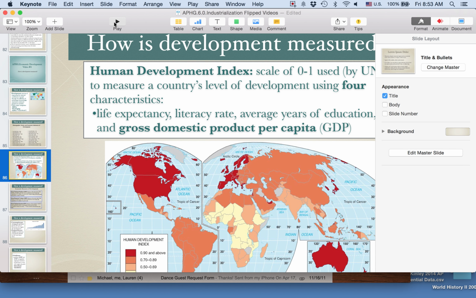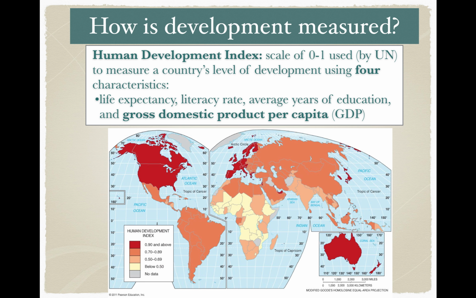Okay, so let's pick it back up here with the Human Development Index. So this again is a scale from 0 to 1. It's used by the UN to measure a country's level of development using 4 characteristics: life expectancy, literacy rate, average years of education, and gross domestic product. That is the sum total of the amount of products produced within the country divided by the number of people. That's the per capita piece.